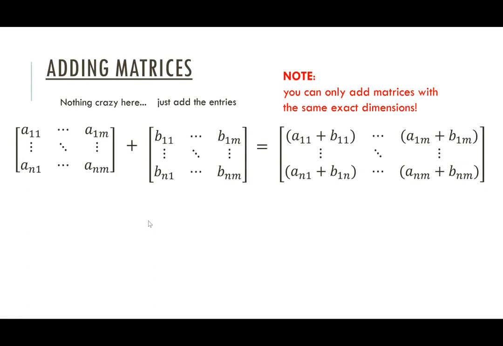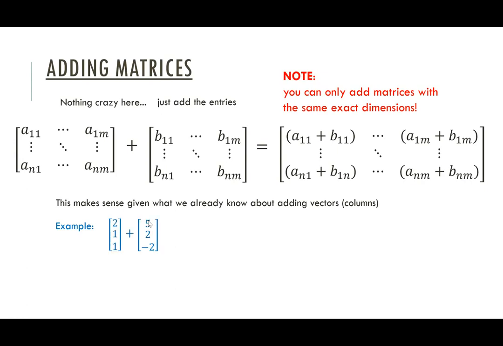Okay, and you've seen some examples in the pre-assignment, but what I want to say now is that this definition of adding matrices makes sense given what we already know about adding vectors. So, we can think about vectors as just a column matrix. So, for example, when we are adding vectors, now let's think of them as column matrices. Well, to add vectors, you add the components.